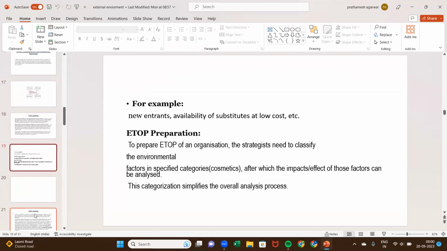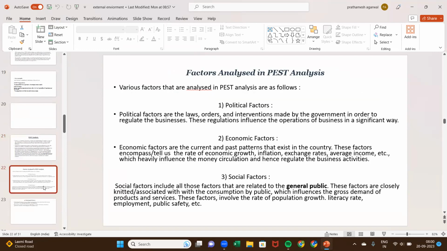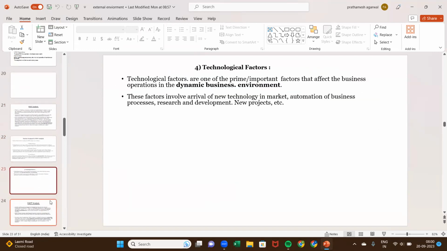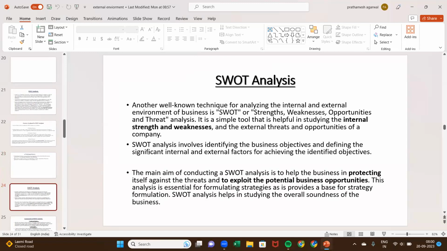We did ETOP, then we did PEST analysis, and we did the factors with PEST analysis. All right. Now we will do SWOT analysis and QUEST analysis. SWOT analysis is one of the methods for studying the environment of the business. We can call SWOT analysis a well-known technique for analyzing the internal and external environment of a business. SWOT stands for strengths, weaknesses, opportunities, and threats analysis.